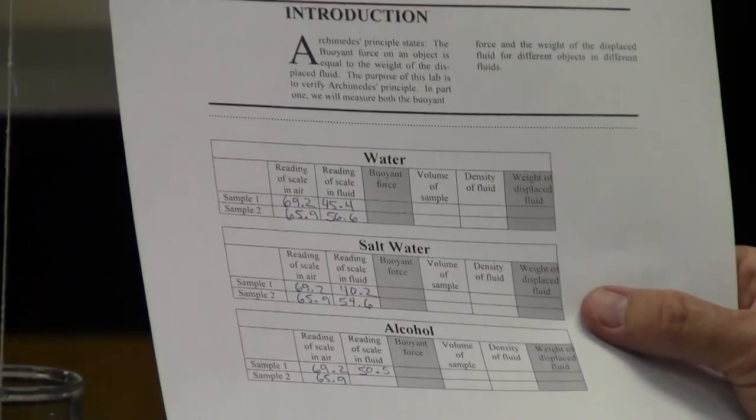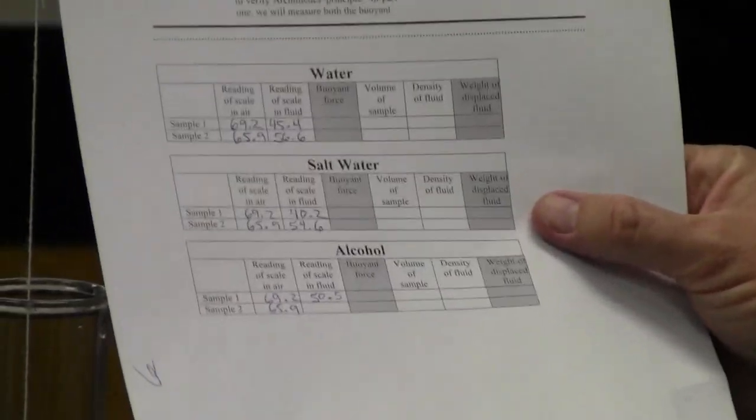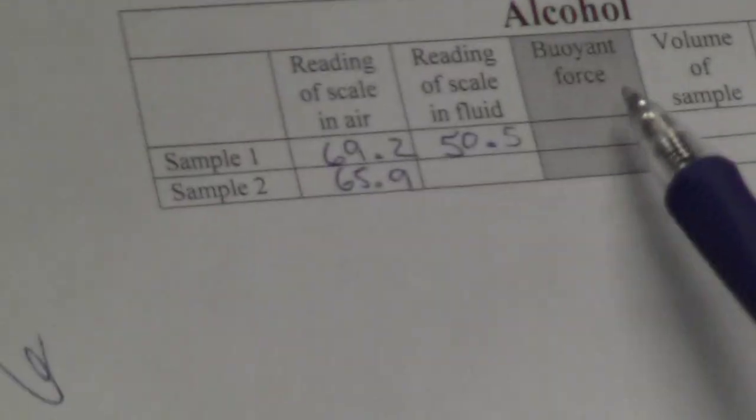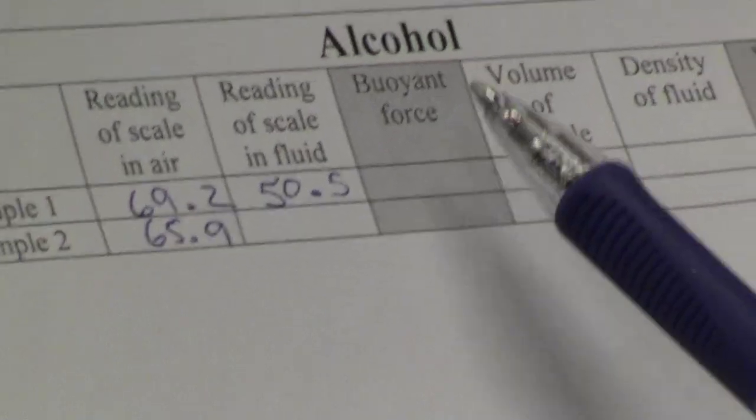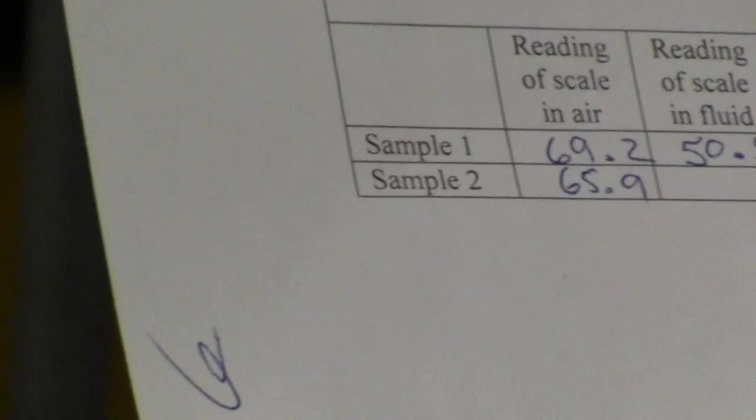And so there it is, the alcohol fluid. Sample number one, reading on the scale, 50.5. So again, this is your math. Take the difference between them, and that's going to be that buoyant force. And again, hopefully you'll see the buoyant force here and the buoyant force we got in the water. We already said the buoyant force in the water was less than what we got in the salt water. And so what we're going to see here is, yeah, it is related to the weight of the displaced fluid.